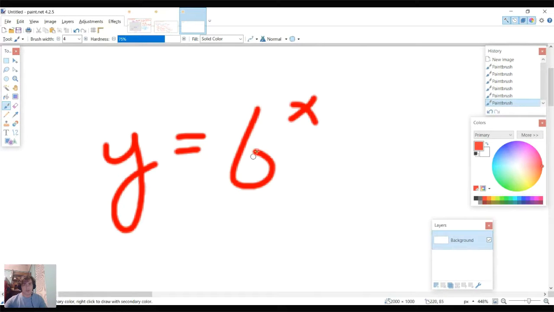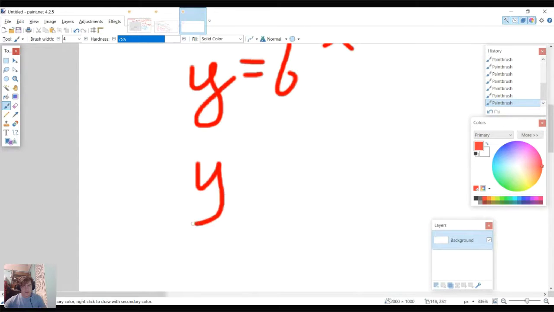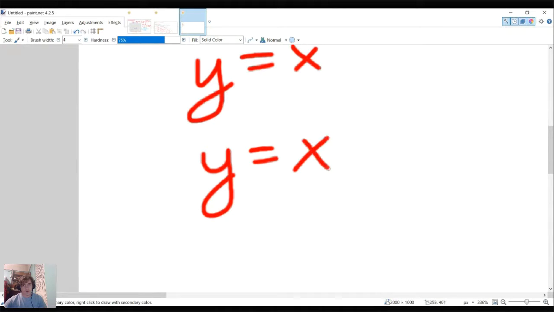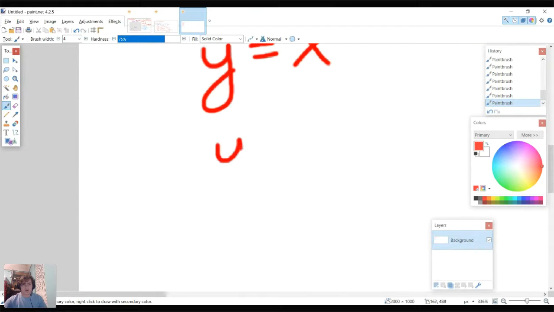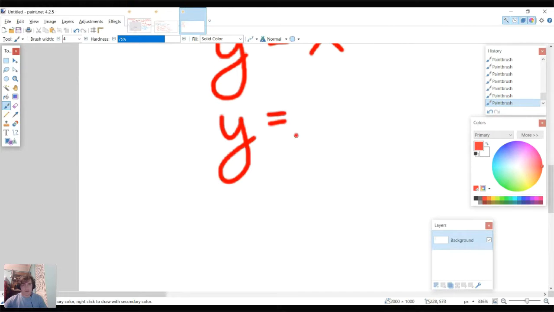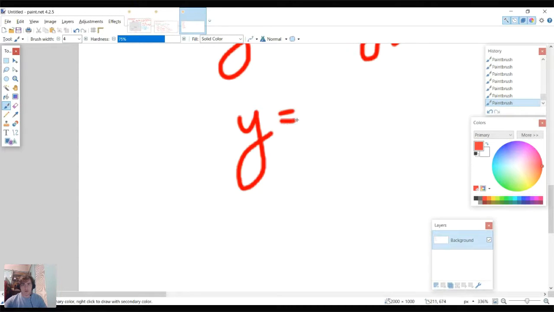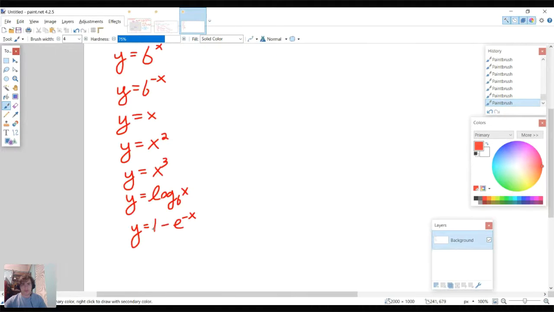We have y equals b to the x, y equals b to the negative x, y equals x, y equals x squared. You probably won't see a cube, but just because, y equals x cubed, y equals log to any base of x, and y equals 1 minus e to the negative x. That graph might look a little weird, but it's actually very useful for a lot of things.